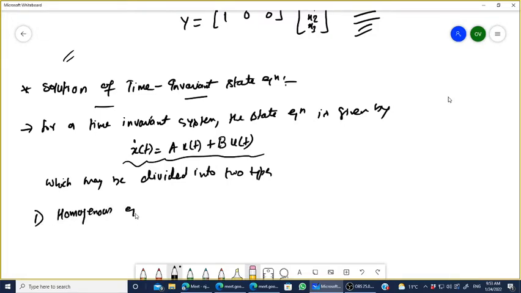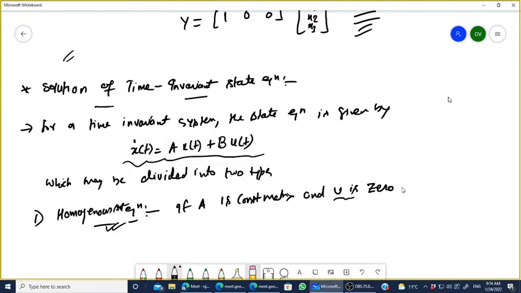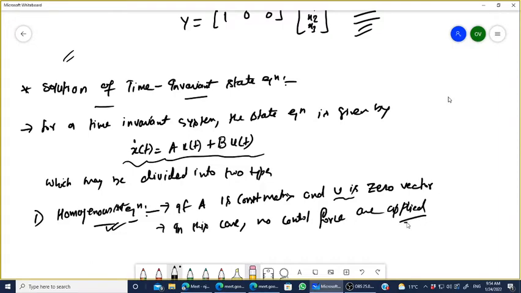homogeneous equation. So please tell me, what is the homogeneous equation? Anyone? Homogeneous state equation? So if A is a constant matrix and U is, what will U be? What is homogeneous? I have already told you. Homogeneous means U is 0. U is a 0 vector, right? In this case, no control force is applied. We have already seen this example of homogeneous.